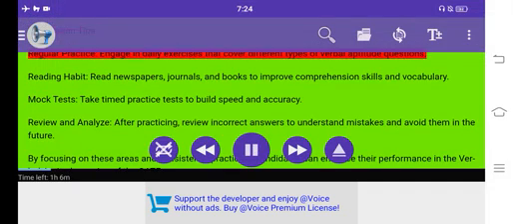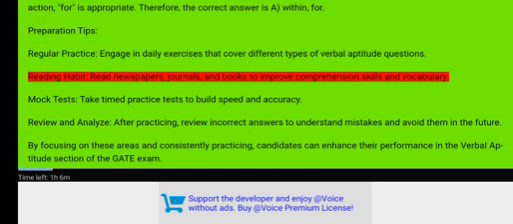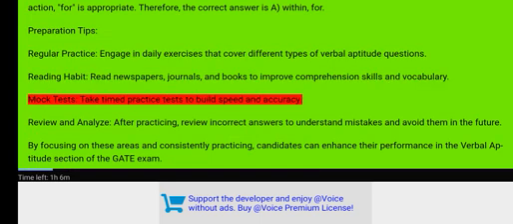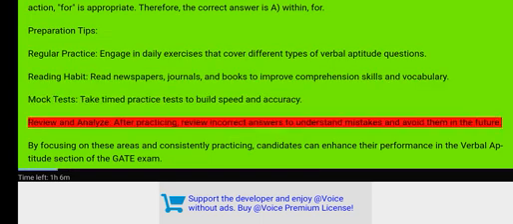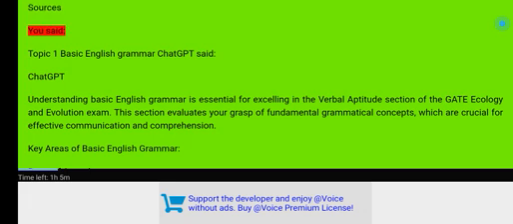Preparation tips. Regular practice. Engage in daily exercises that cover different types of verbal aptitude questions. Reading habit. Read newspapers, journals, and books to improve comprehension skills and vocabulary. Mock tests. Take timed practice tests to build speed and accuracy. Review and analyze. After practicing, review incorrect answers to understand mistakes and avoid them in the future. By focusing on these areas and consistently practicing, candidates can enhance their performance in the verbal aptitude section of the GATE exam.